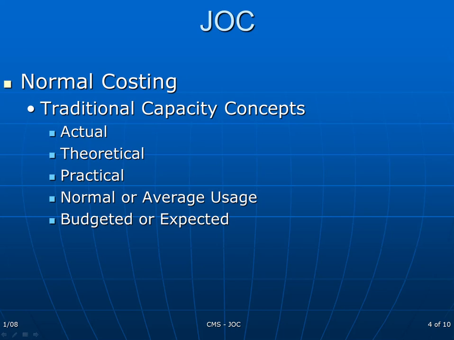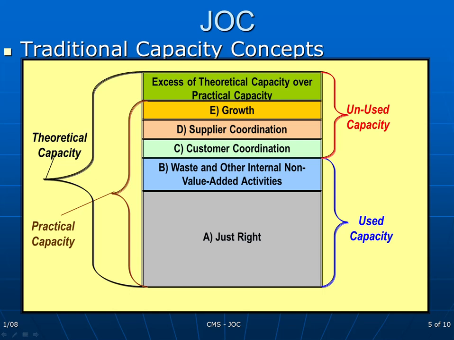Well, where do I get that number from? That number is some reflection of manufacturing capacity. And so we have these various manufacturing capacity concepts: actual capacity, theoretical capacity, practical capacity, normal usage, average usage, budget or expected, and so forth. So while we may not always be able to answer this question, we can always ask it. What measure of capacity is being utilized when we use normal costing in a given scenario?